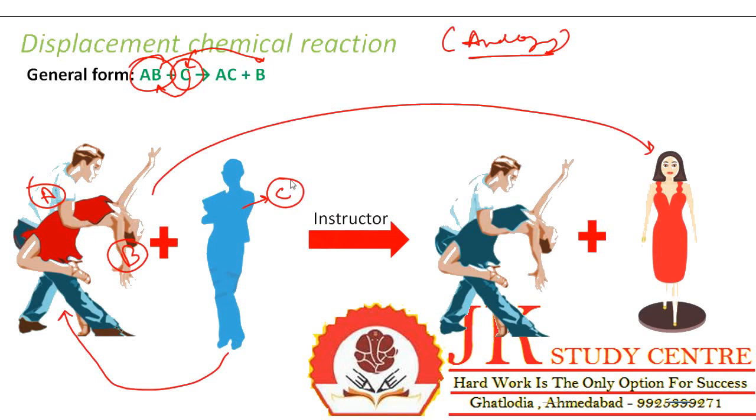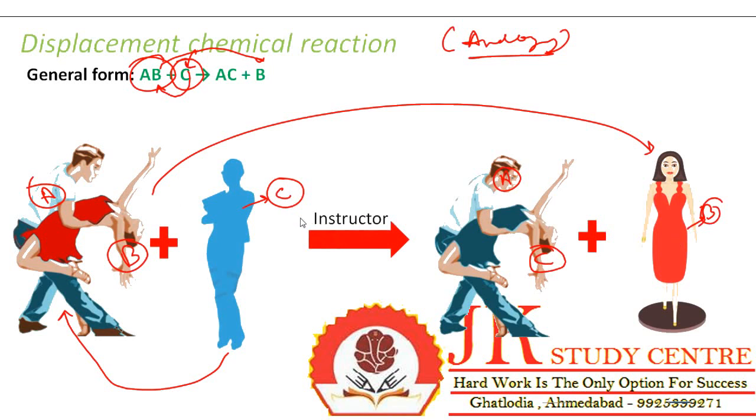If you see now, earlier A and B were dancing together. There's one new girl who came in, C. The instructor said that the dress looks better, blue and blue, so why don't we dance together? So now this guy is A and C. Now A and C are dancing, and the B lady who was here is now out.